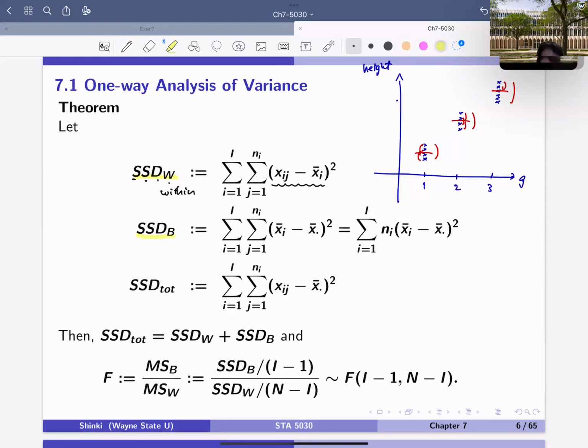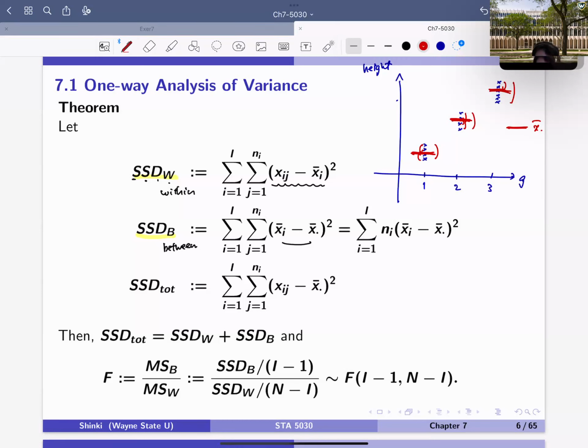And the next one is SSDB. B stands for between. So basically, we take the difference between the xi bar and the x bar dot. So x bar dot is the overall mean. So basically, we compare these 3 means. Actually, the overall mean is probably around here. So we compare the overall mean, this is x bar dot, with these group means. But of course, we only have 3 group means.